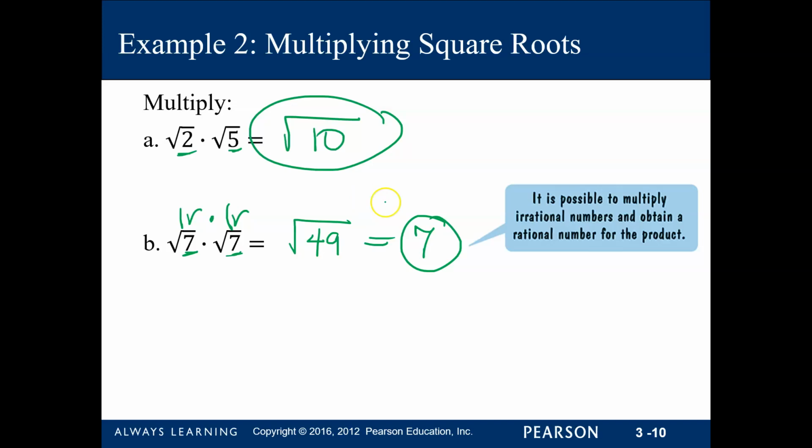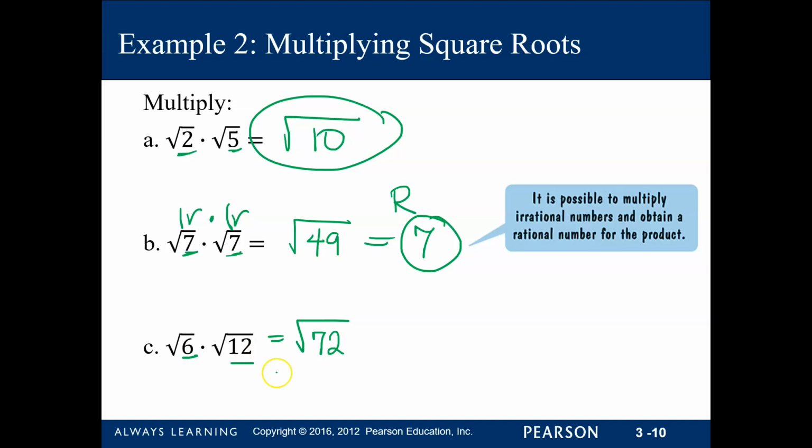Okay, so as you can see, there will be times wherein you have irrational times irrational that can actually give you a rational number. Most of the time, irrational times irrational will also be irrational. But there are special circumstances wherein you can actually get a rational number. Okay? So now in this case, we have the square root of 6 times 12. So we can simply multiply 6 and 12. That's going to give us the square root of 72.